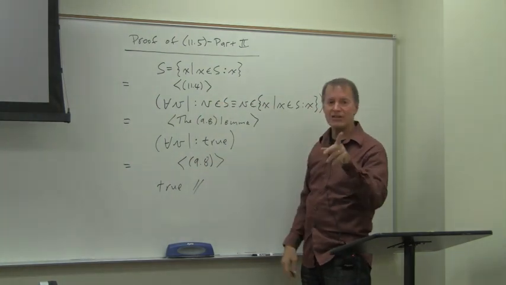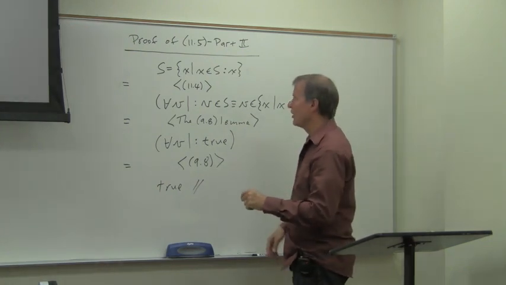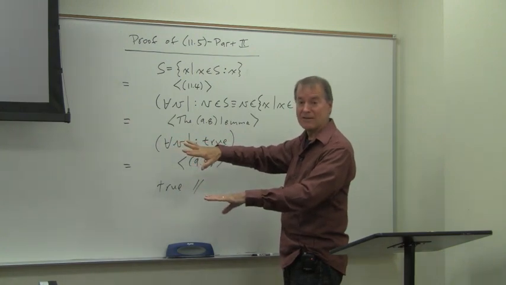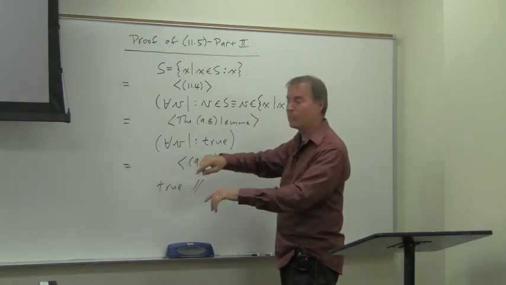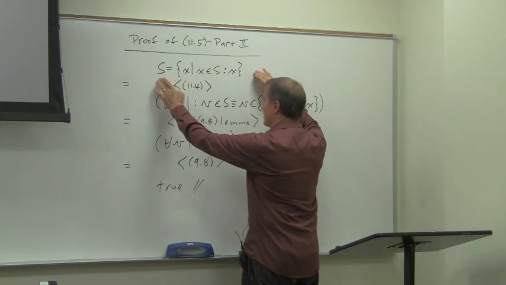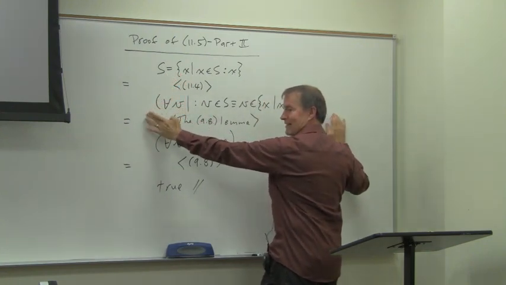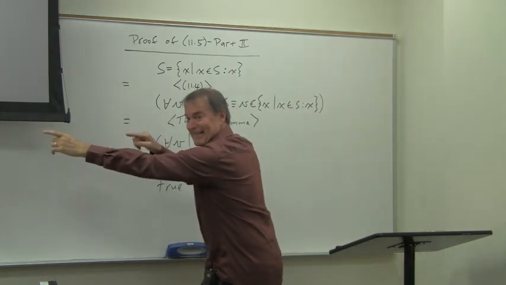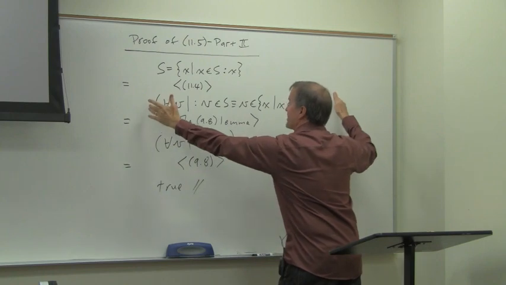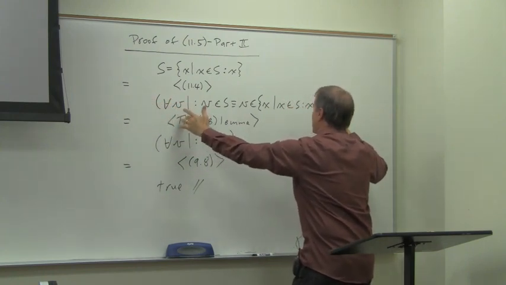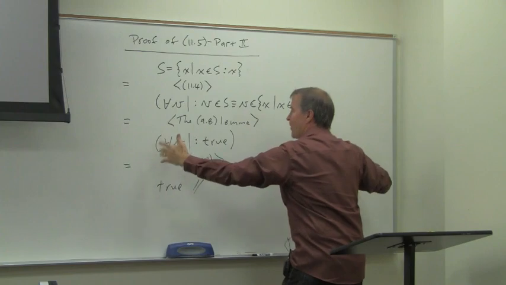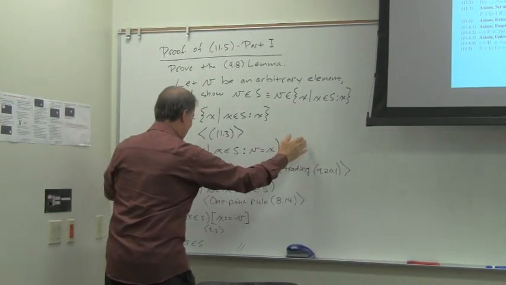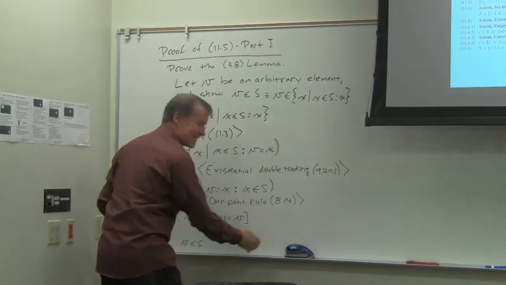But here's another thing. Do you agree that we could have done it without a lemma at all? If we had done it without using the lemma, what would we have done? We could have started with this, gotten it to this, and then at this point brought all this stuff down with for all v, for all v, for all v. Are you with me?